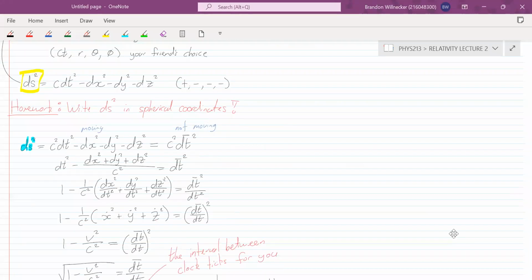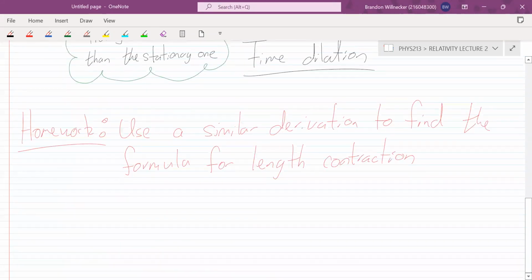So it's the same sort of thing. We have ds squared for me in the moving frame, ds squared for you in the not moving frame. But now we're not measuring the ticks of a clock. We're now measuring the length of an object. But it's the same sort of thing. We equate the metrics and then find the relationship between the two lengths measured. So what we will see is L is equal to L naught square root of 1 minus v squared over c squared. You should be getting that.